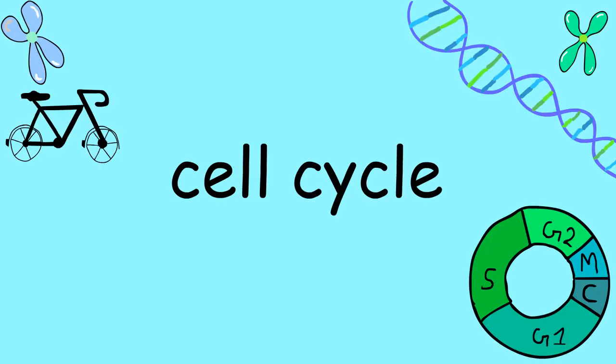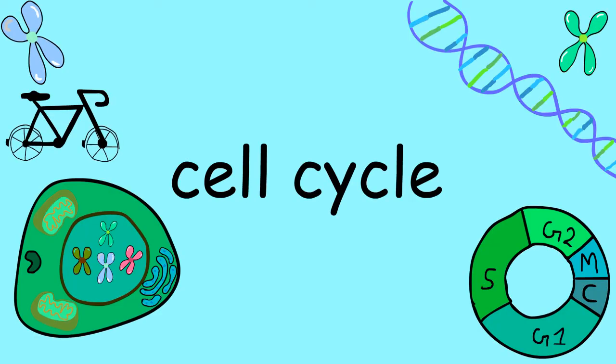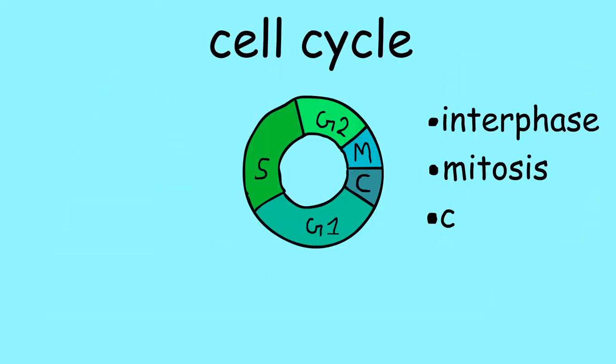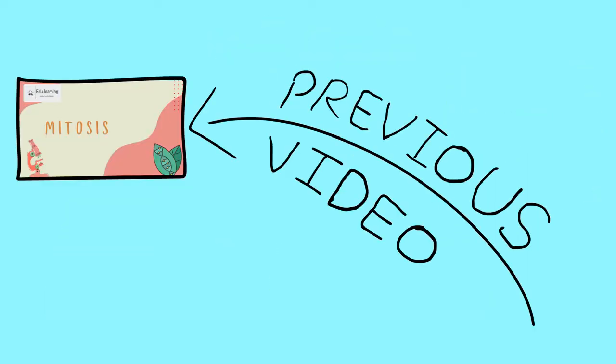In this video, we'll be looking at cell cycle in somatic cells. In the cell cycle, there are three main stages, and those are interphase, mitosis, and cytokinesis. In the previous video, we looked at mitosis and cytokinesis, so in this video, we'll be focusing on the interphase. The interphase is the first stage of cell cycle.